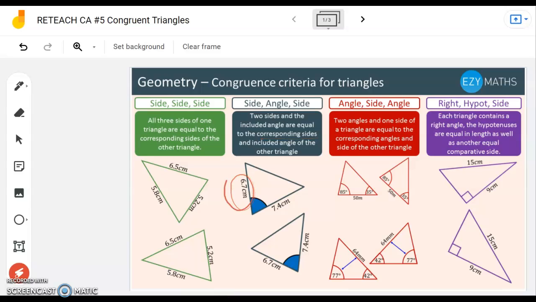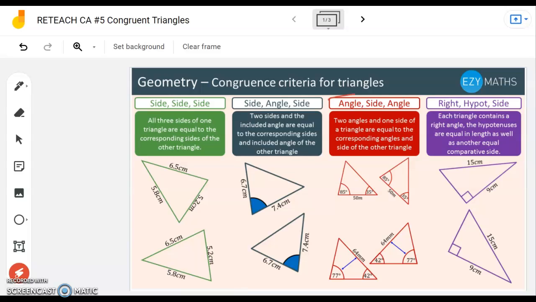So if this one has a 6.7 side, then I want to check and see if the second triangle has a 6.7 side, and it does. And it has a 7.4 centimeter side. Oh, this one has a 7.4 centimeter side. Now, do they have a congruent angle in between them? Yes. So if I can show side, angle, side, the same 2 sides here, and the same 2 sides here, and the same angle, then they are congruent. They're the same size and same shape. I could cut this out and fit it right on top of the other one, and they would match up perfectly.